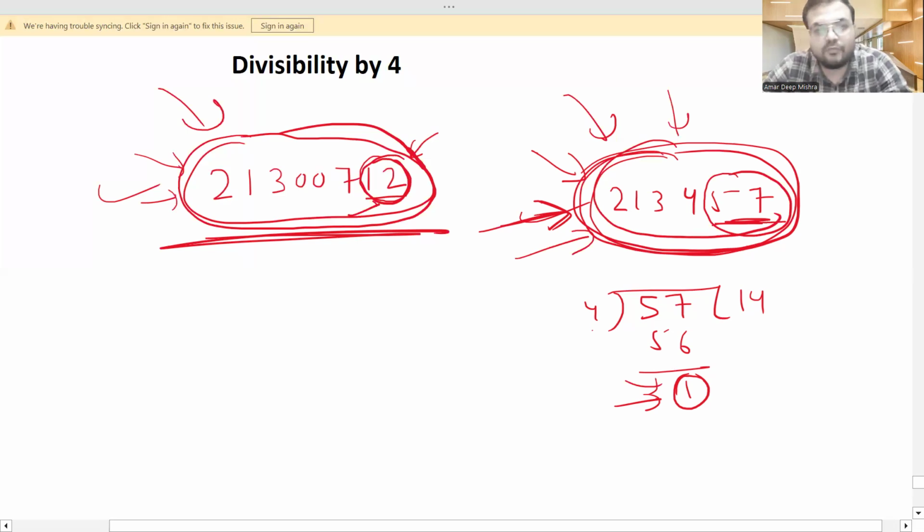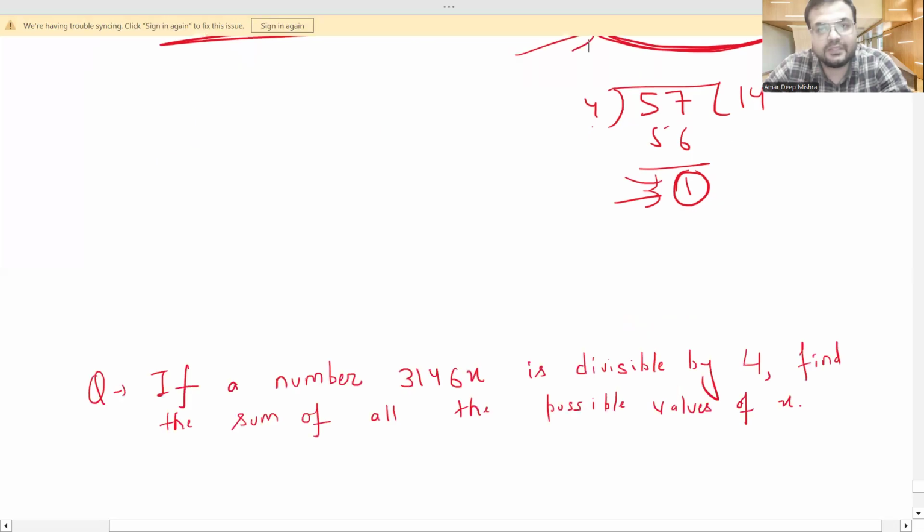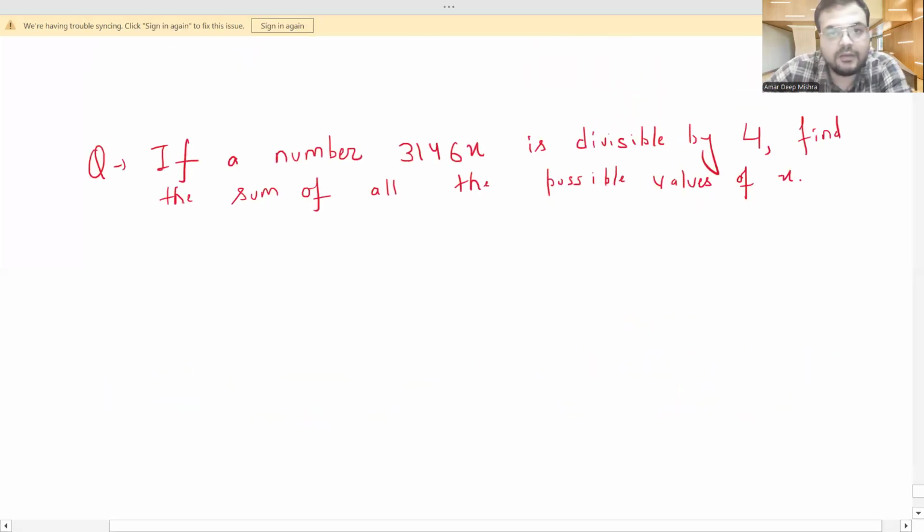Okay, now let's move towards the question. This is the question. If a number 3146x is divisible by 4, then find the sum of all the possible values of x. So first of all, I would recommend you guys to please pause the video for a moment and try to solve the question on your own. Okay. Okay, so now let's look at the solution.